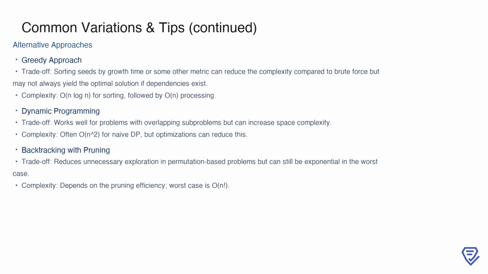Finally, backtracking with pruning is useful for permutation-based problems, as it avoids unnecessary exploration of the solution space. However, its worst-case complexity remains exponential, up to O(n!), depending on how effectively pruning is implemented. Each of these methods offers distinct advantages and challenges, so the best choice depends on the specific requirements and constraints of the problem.